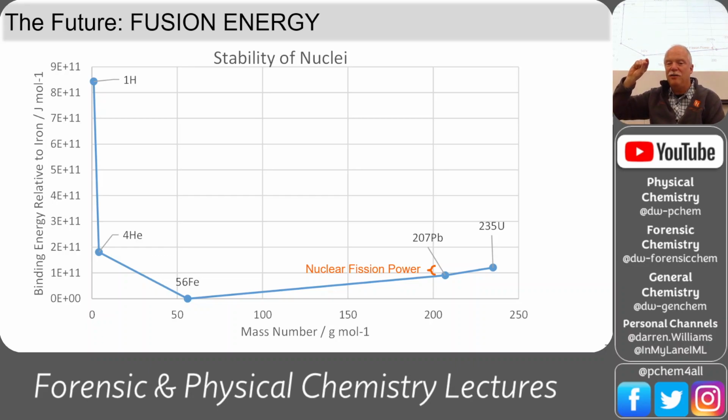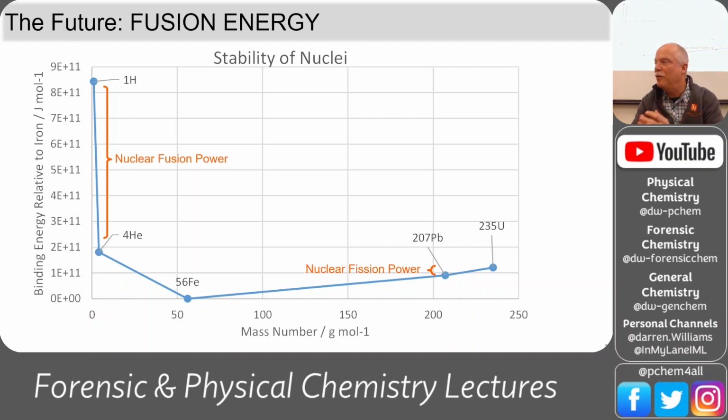So look how small that little fission power is compared to fusion. Going from hydrogen to helium gives, I don't know, almost 10 times more power. We have a lot more hydrogen or deuterium, heavy hydrogen. It naturally occurs in seawater. We can separate it pretty easily. We can use that to use fusion power. So let's look at some of the numbers.